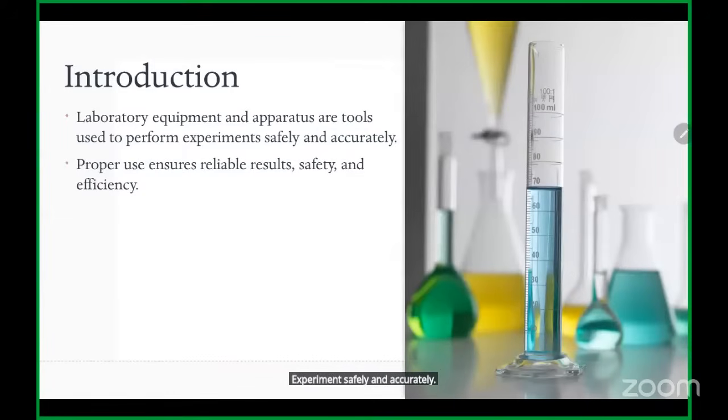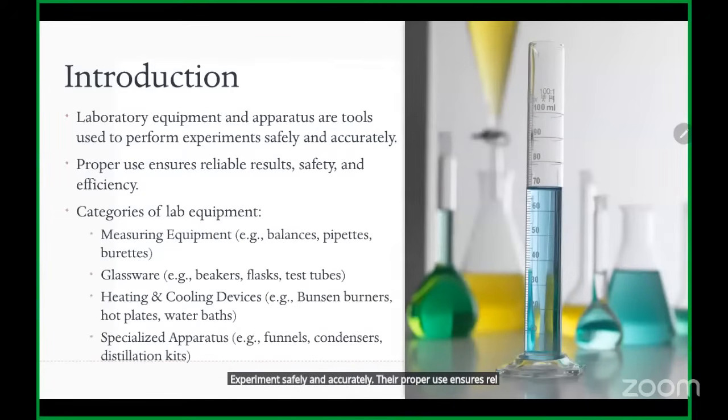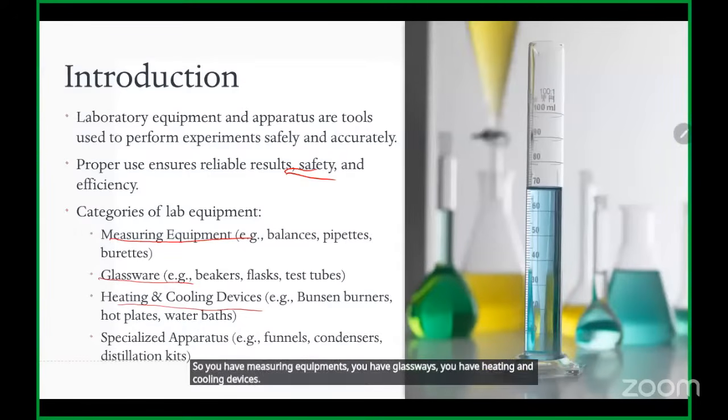Their proper use ensures reliable results, safety, safety again, and efficiency. Very, very important. So you have measuring equipment, you have glassware, you have heating and cooling devices, you have the fume cupboard.